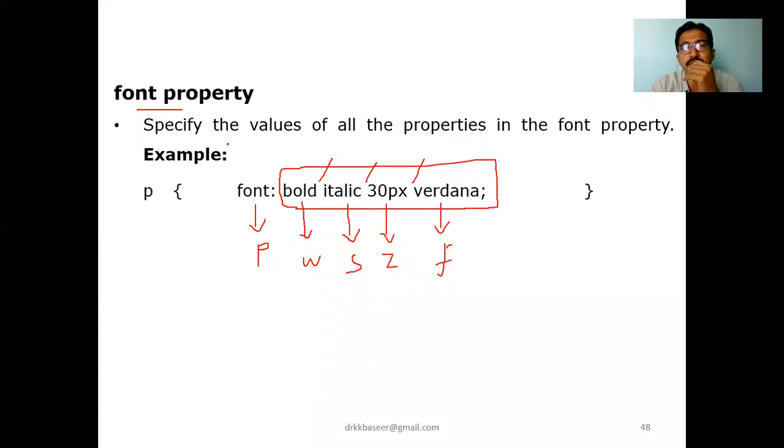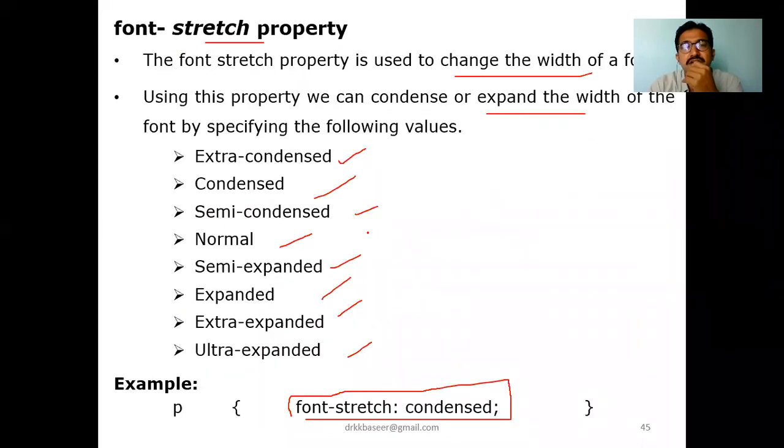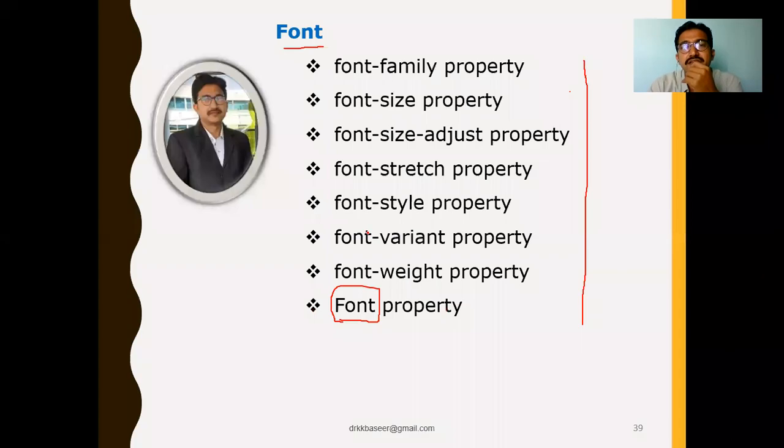Not only for this property, for background also we have a background property as a root. For upcoming concepts also there is a root for all, right? So it specifies all the properties in the font property, which can be used here. So these are some of the properties available in font.